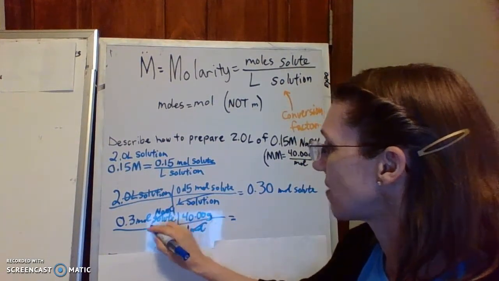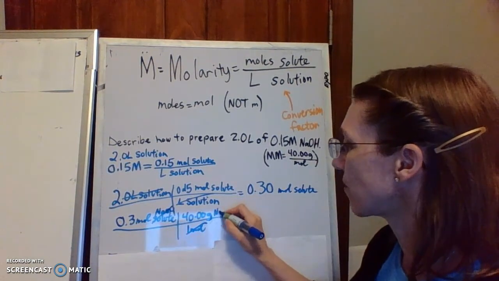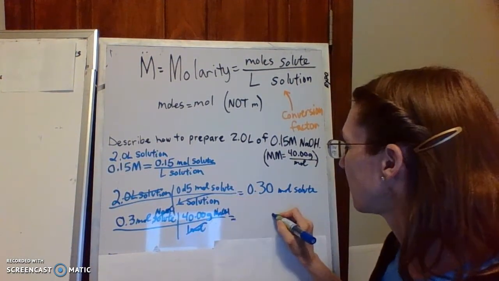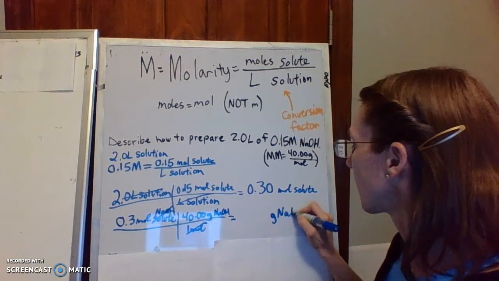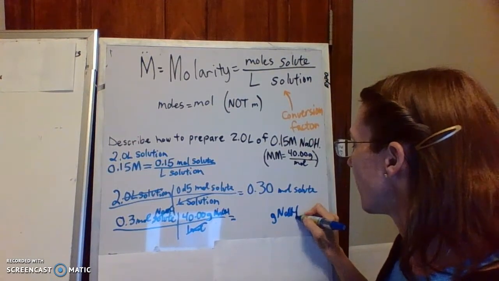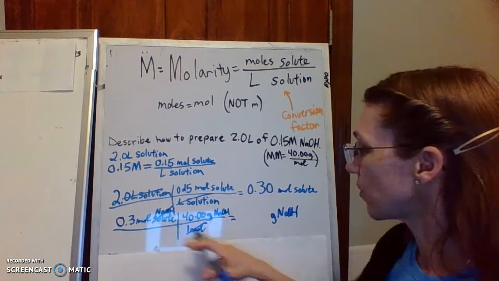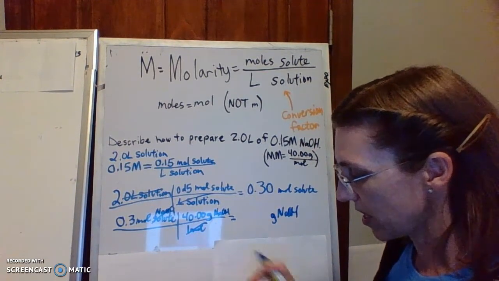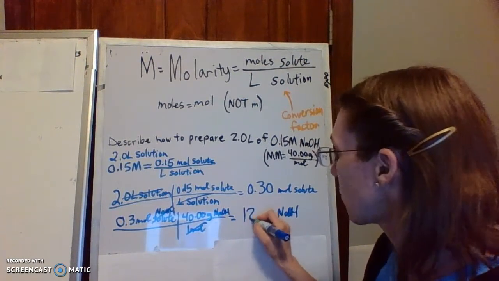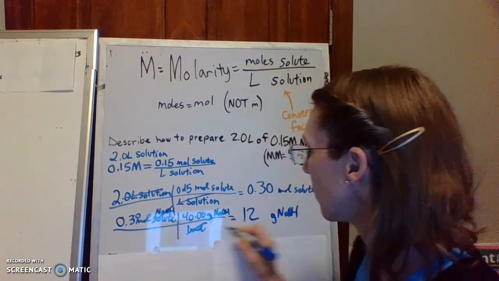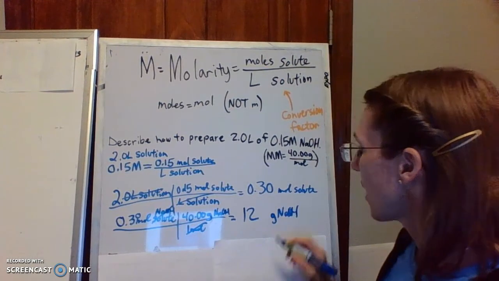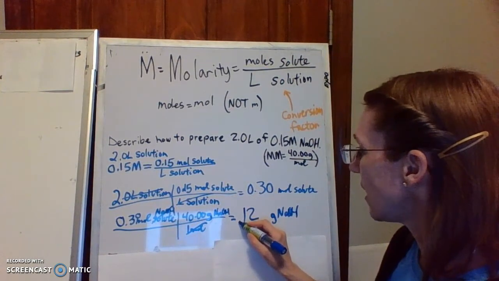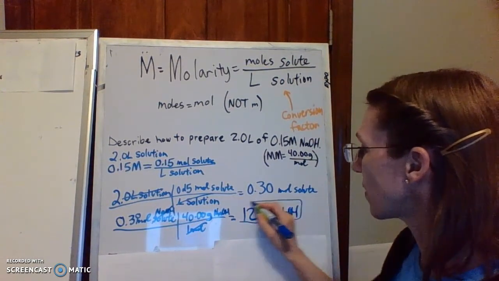And moles of sodium hydroxide cancels out. Now we've got grams of sodium hydroxide. It's the only unit we have not canceled out. So we can do that calculation, 0.3 times 40, and we get 12. It's 0.30, so 2 significant figures. So in the end, we need 12 grams of sodium hydroxide.